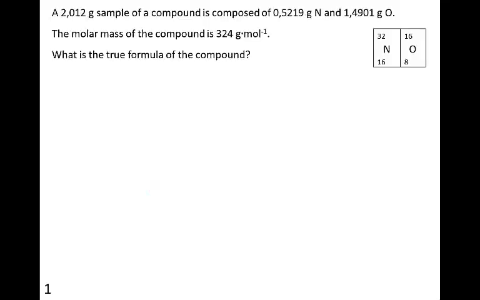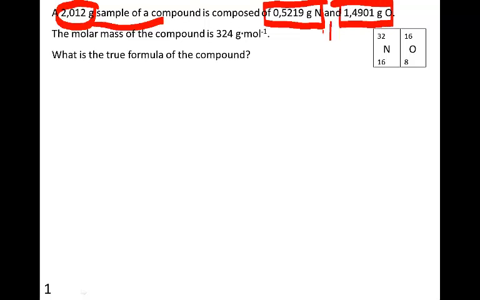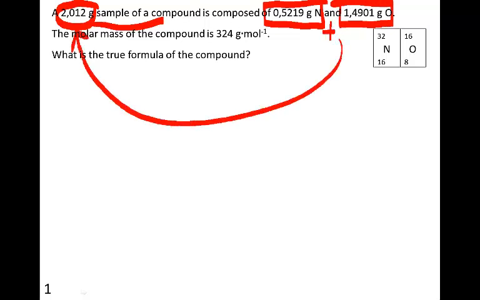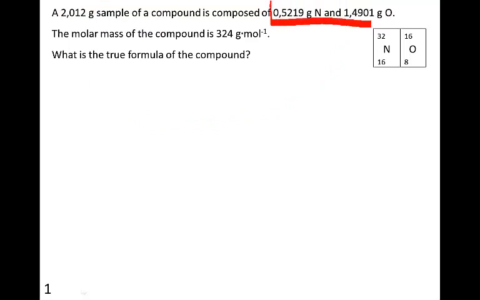So let's get some practice with that. We are told that a 2,012 gram sample of compound, that's the mass of the compound as a whole, is composed of so much nitrogen and so much oxygen. Note that if you add these together, you will get that mass there because that's the total. So this information gives us the mass ratio of N to O within this compound. We can convert that to a mole ratio and get the simplest formula from that. Then it tells us the molar mass of the substance is so much. You must get the true formula.